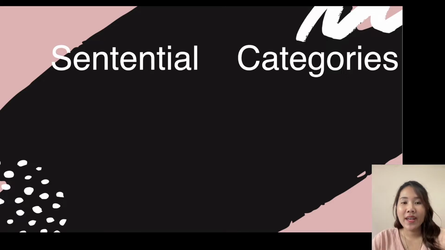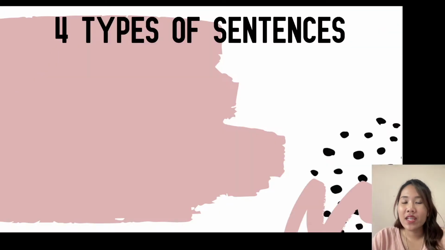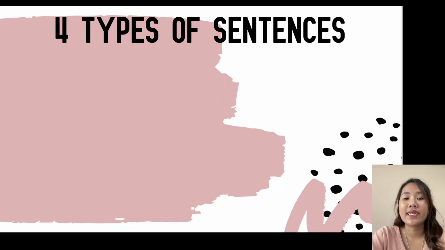What can be classified as a sentence? So a sentence is a group of words again. It contains a subject and a predicate, but it's different from a clause in that if it's going to be a sentence, it must express a complete thought. In one sentence it might contain just one independent clause, or it might have many clauses. So let's have a look at the four types of sentences, which are simple sentence, compound sentence, complex sentence, and compound complex sentence.